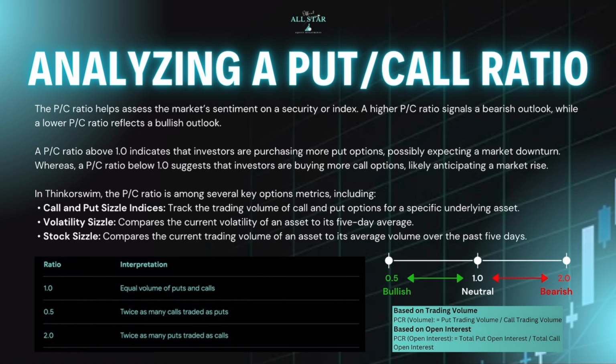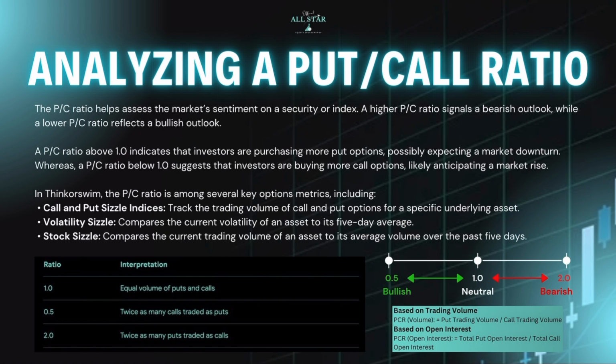How it works is, when put and call volumes are equal, the ratio is 1.0. If twice as many calls are traded compared to puts, the ratio is 0.5, because a lower ratio below 1 indicates a bullish outlook due to higher call volume. The opposite is also true. If puts have twice the volume of calls, the ratio is 2.0, so with a higher ratio above 1, this suggests bearish sentiment due to more put activity.